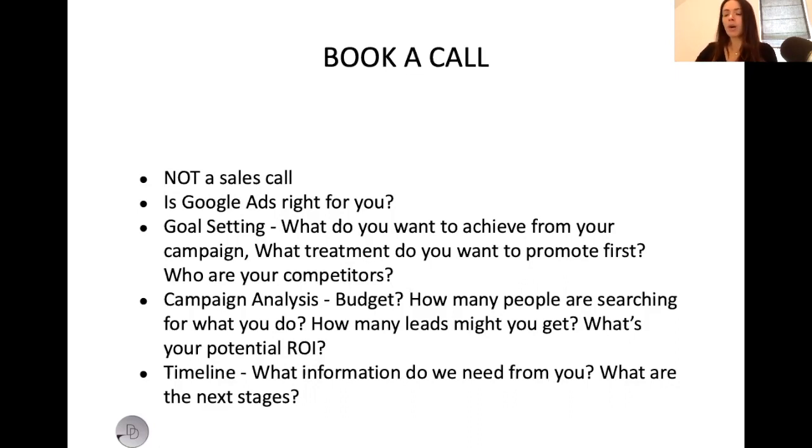So if so, again, like I said, we would look at goal setting. So what you want to achieve from your campaign, what procedures do you want to be promoting first? Who are your competitors? We'll do a campaign analysis. So we'll look at your budget, how many people are searching for you, how many leads you might get, and what is your potential return on investment. And also timeline. So what information might we need from you and what are the next stages?